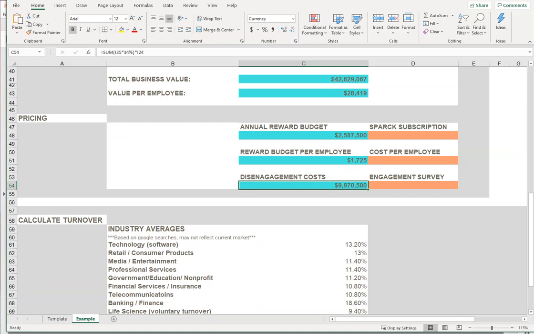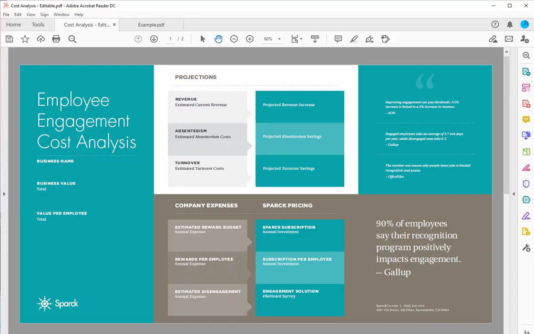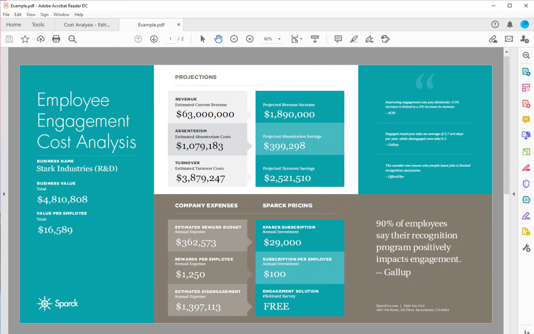Moving over to the PDF, we want to plug in these numbers. We can start over here on the left with the company name. And below is that total business value here. Now, to save time though, here's a completed example. For the projected increase from revenue, we pull from Aon's research where they show that on average, revenue increases 3% with just a 5% increase in engagement. For absenteeism costs, Gallup shows that on average, engaged employees take 2.7 sick days per year, while disengaged employees take 6.2 sick days per year.